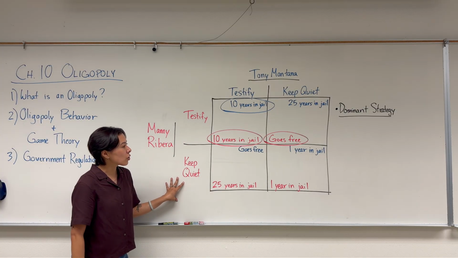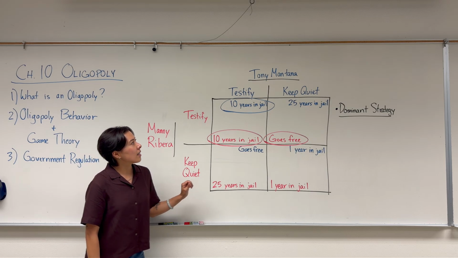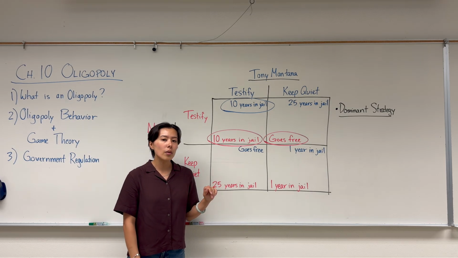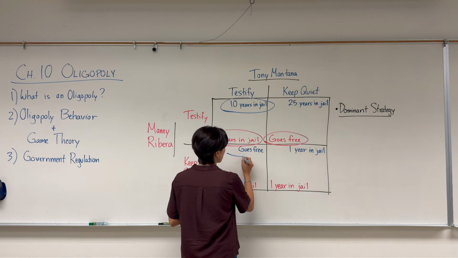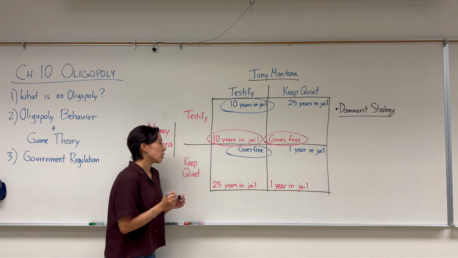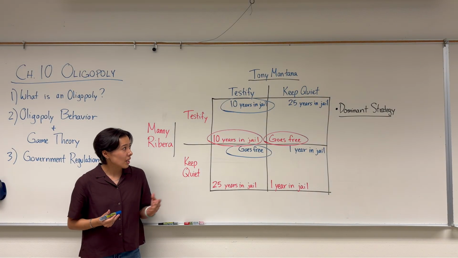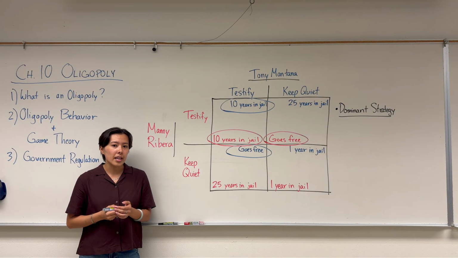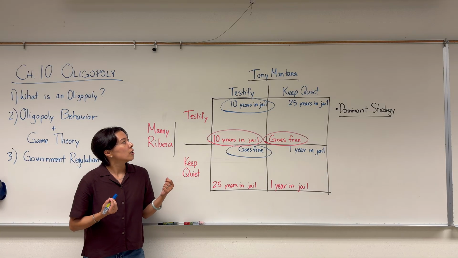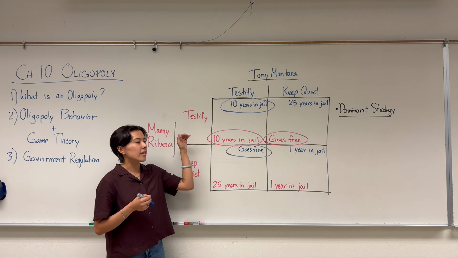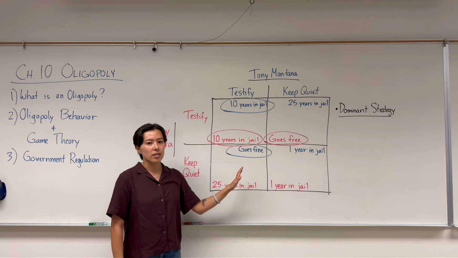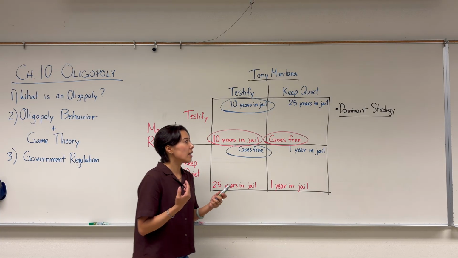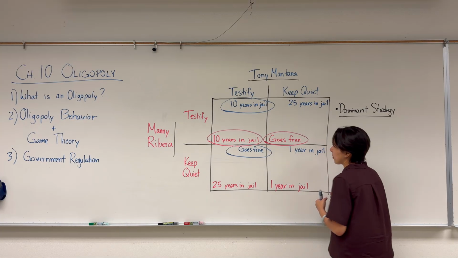If Manny chooses to keep quiet, then Tony is still going to want to testify. Going free is better than serving 1 year in jail, so Tony will still testify. So both of our players in this game have a dominant strategy. No matter what Tony does, Manny's going to testify. No matter what Manny does, Tony is going to testify. So we call this a dominant strategy equilibrium.